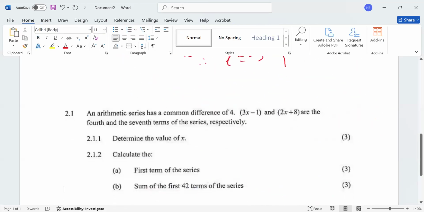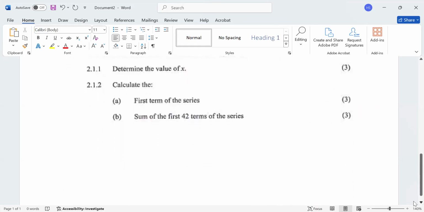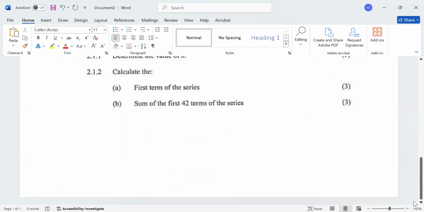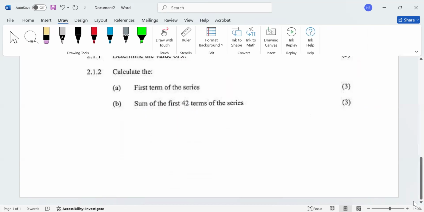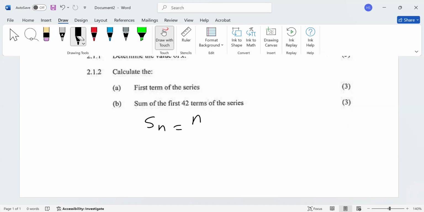Let's put it here, S42. So, what are we going to say here? We're going to tell them to start with the formula. We copy it from the information sheet. What does the formula say? Sn is equal to n over 2, open bracket 2a plus n minus 1 d.